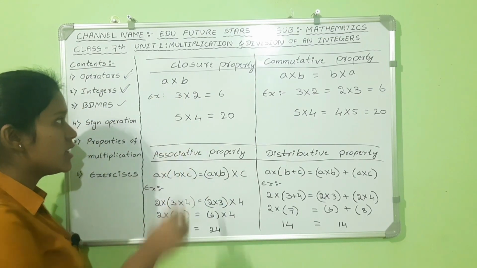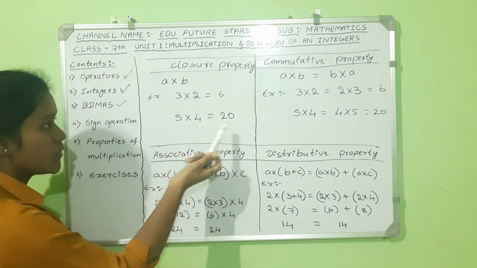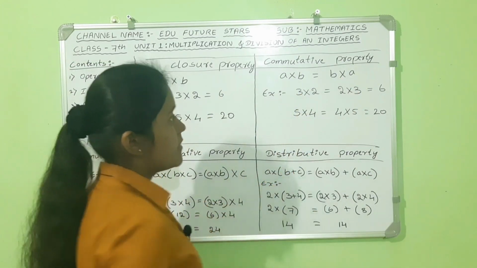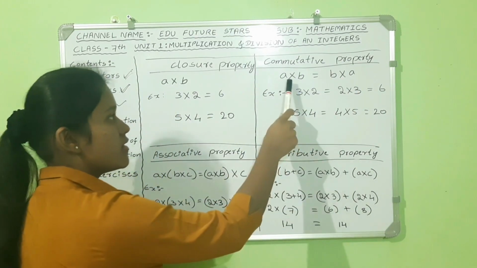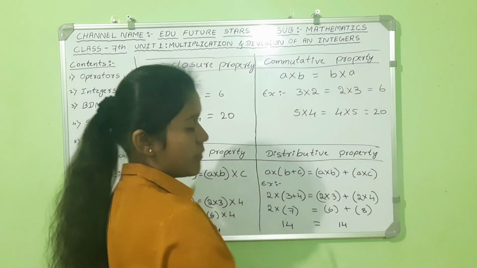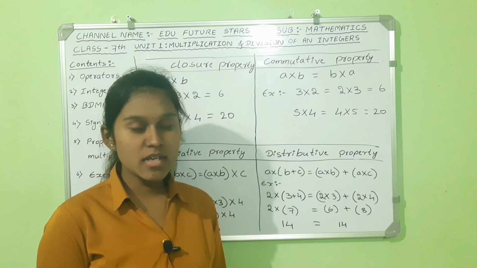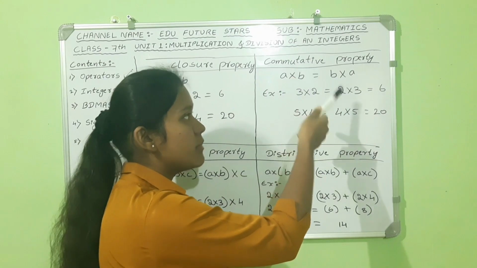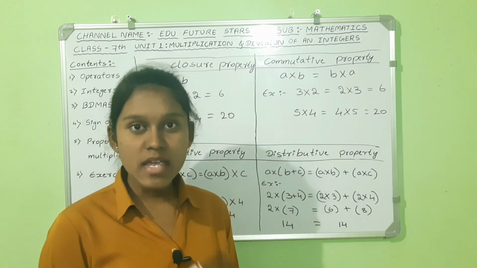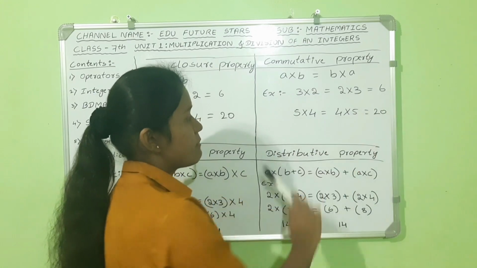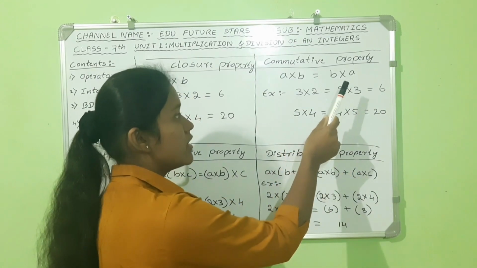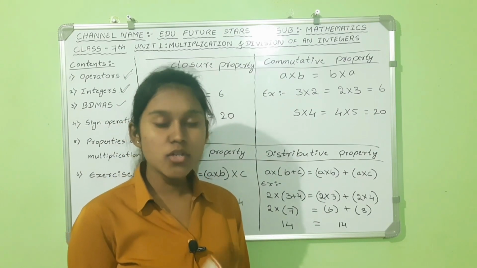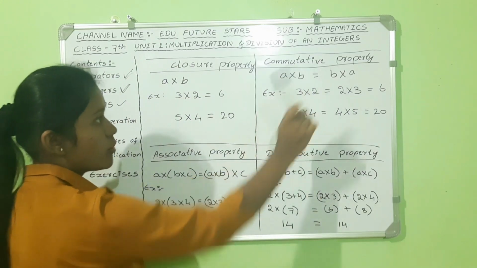Here I have given one example. 3 into 2 is equal to 6, 5 into 4 is equal to 20. This is a normal multiplication. Next we have commutative property. In this commutative property, A into B and B into A. There are two terms, one is A, another one is B. Those two are integers. And the format is like this, A into B and B into A. When you reverse A and B, the answer remains the same. When you do 3 into 2 and 2 into 3, it will give the same answer. When you reverse the integers, you will get the same result. That is about the commutative property.